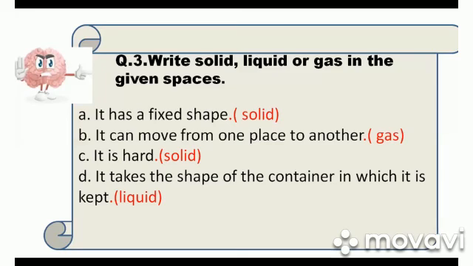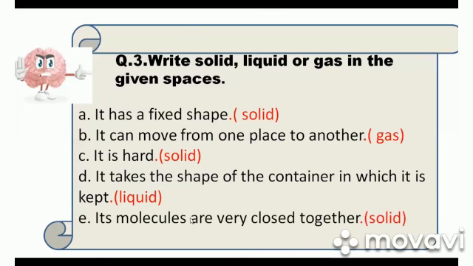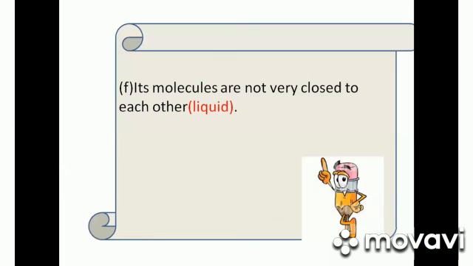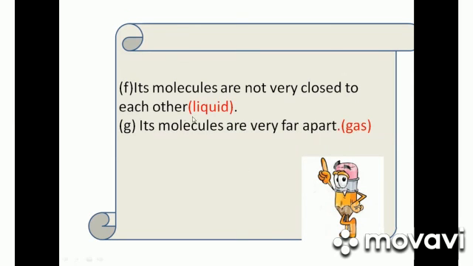Okay, now the next statement: its molecules are very close together. So what is it? It's a solid because in solids particles are close together. Our next statement is: its molecules are not very close to each other, and it's a liquid. Its molecules are very far apart. It's a gas because in gas the molecules are far apart from each other.